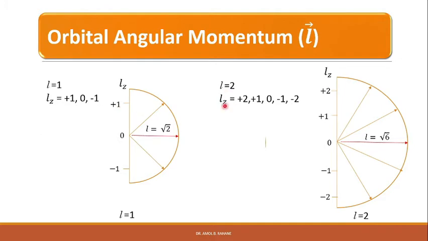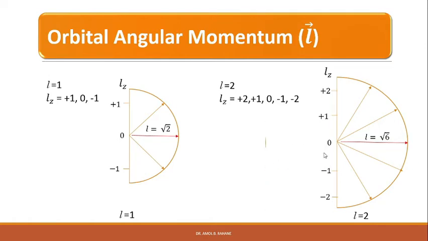For L equal to 2, we have Lz equal to +2, +1, 0, -1, -2, which can be shown in this diagram like this. So for L equal to 2, the L vector is equal to square root of 6, and the components of this L vector along the reference direction are given by the Lz quantum number, which takes values +2, +1, 0, -1, -2. This is the magnitude of the L vector.